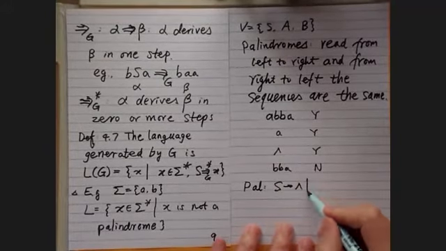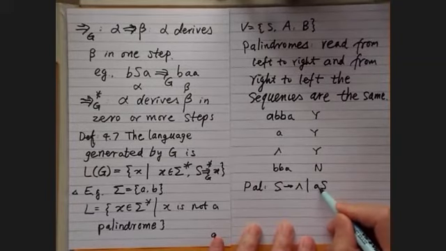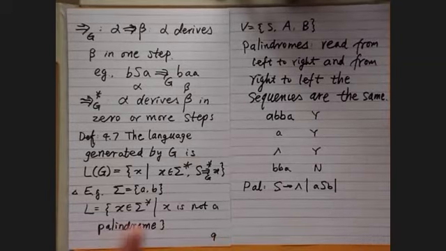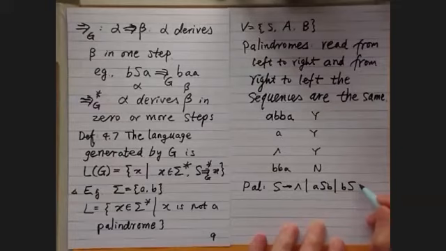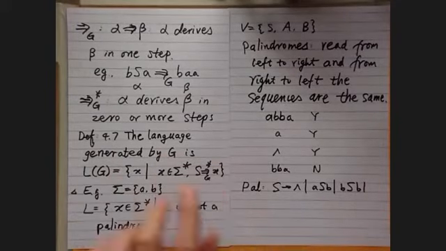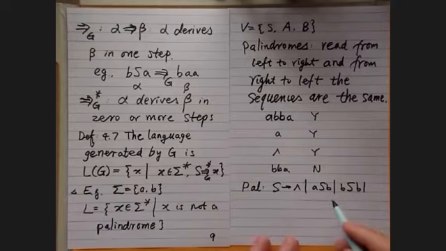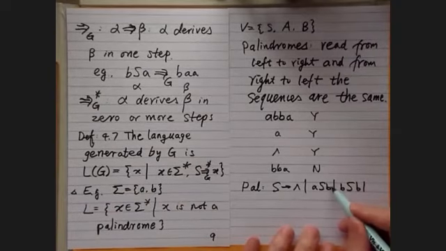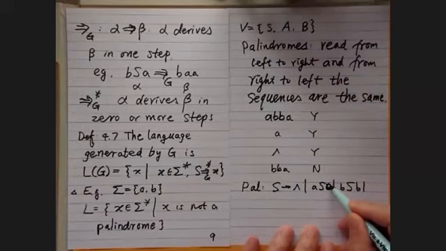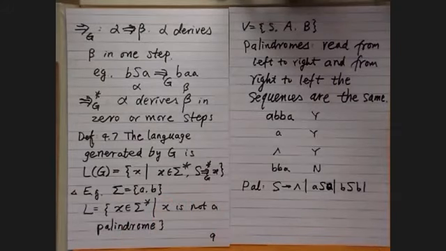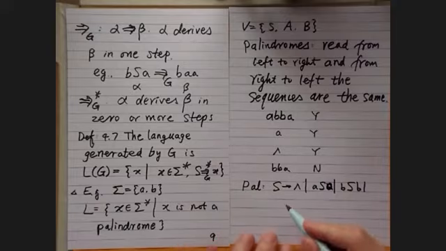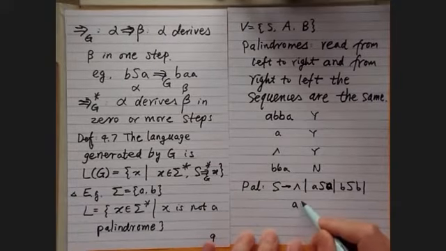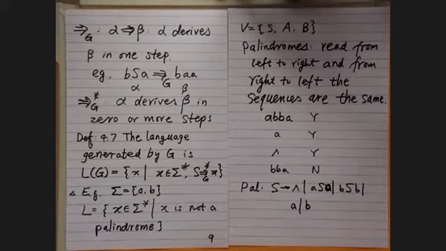S will generate the empty string, and S will put a and b on both sides. I want to generate all the legal ones I can add. This is b, a will go on both sides, right? Oh, I'm sorry, I missed that one, and a here. That should be a. So I add a on both sides, and b on both sides, and I also generate a, and also b, called pair.